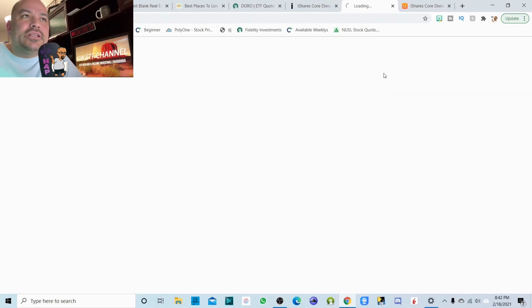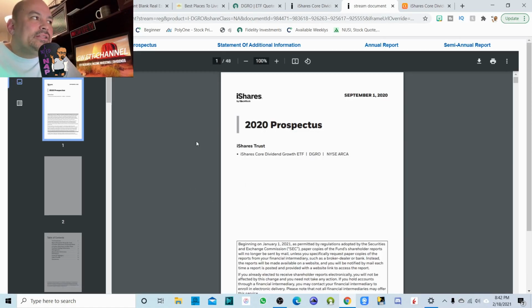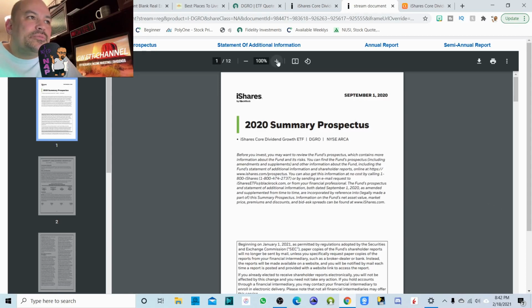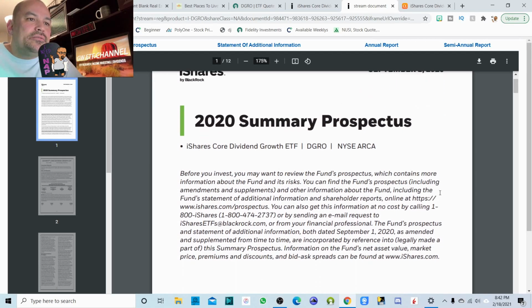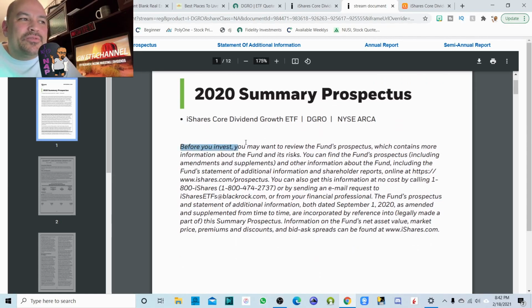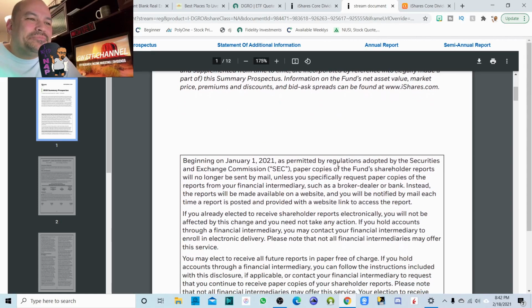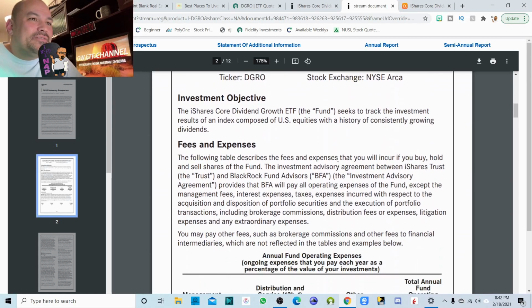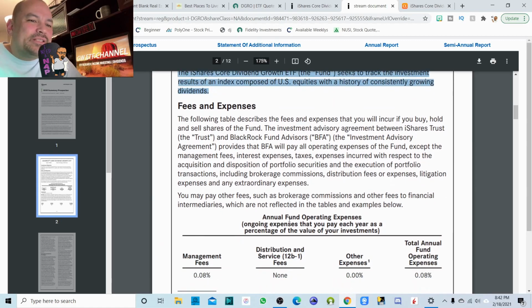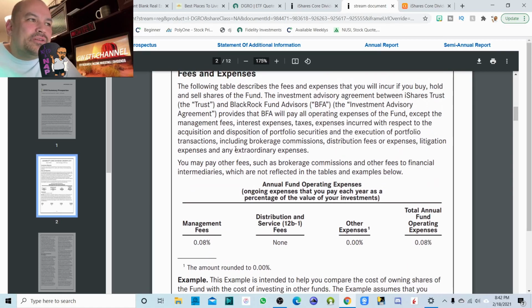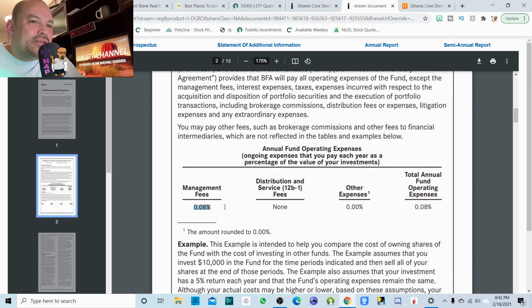So what you would do is click on the prospectus, and what I like to look at, and what we will look at here today, is the summary prospectus. Okay, we'll click on that and zoom in a little bit. Here you go. Before you invest, you may want to review the fund's prospectus. So it's always good, just read one of these days. The investment objective is going to be the same thing you saw up there. Then fees and expenses tell you what fees there are, and it's 0.08, so really cheap for this ETF.